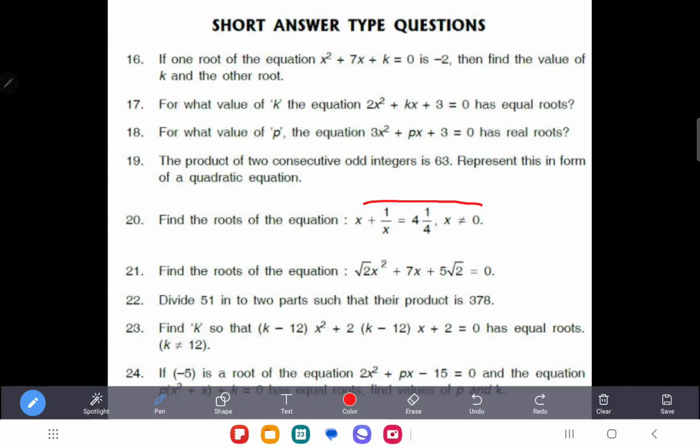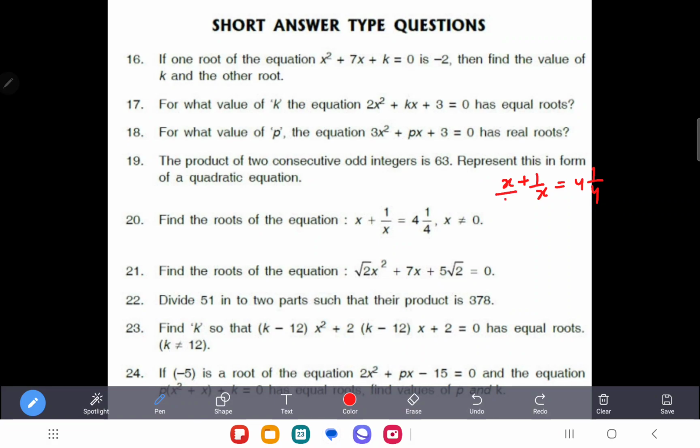Now, what does this question represent? Understand. When you have these kind of questions, it is very simple, isn't it? It is x plus 1 over x is 4, 1 over 4.